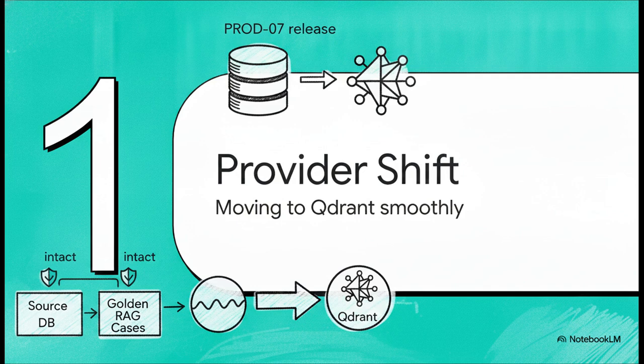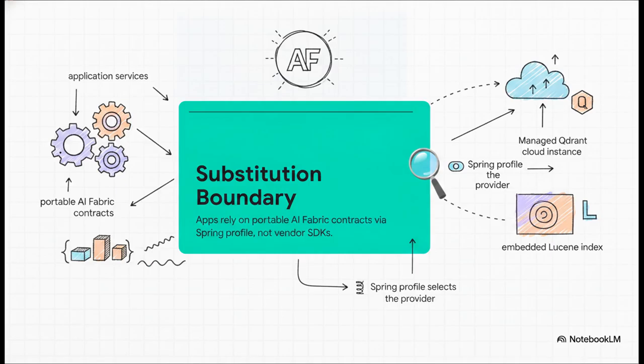Starting off with Section 1, the managed provider shift, and moving to QDRANT smoothly. Let's say we're looking at our Prod 07 release for a support knowledge assistant. We want to replace our previous vector database service with QDRANT, but, and this is a big but, we absolutely must keep our golden RAG test cases totally intact. So the crucial takeaway here is that your application services should never, ever import a QDRANT client directly into the business logic. Instead, they hit a substitution boundary.